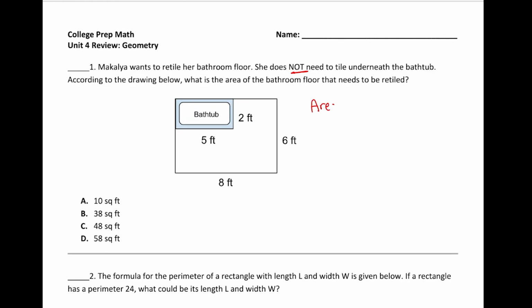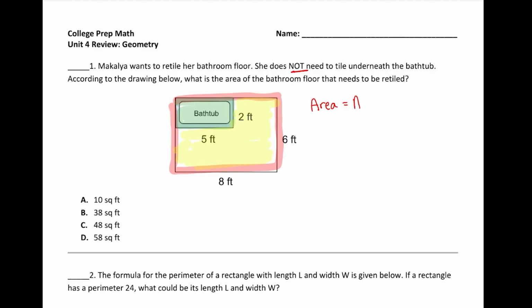So the formula here for the area is, since we only want the area that does not need to be retiled, the strategy here is going to be to find the area of the overall outside, this bigger rectangle, and then subtract away the area of the bathtub. If you do that, you'll be left with the area that you're really interested in, which is this yellow area here. So conceptually, we want to find the area of the big rectangle and subtract away the area of the small rectangle.